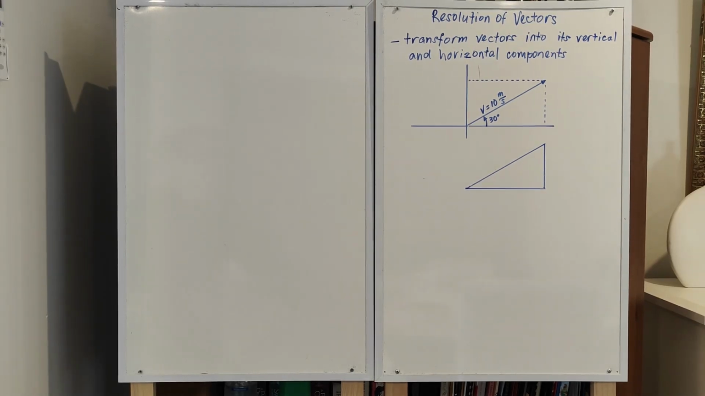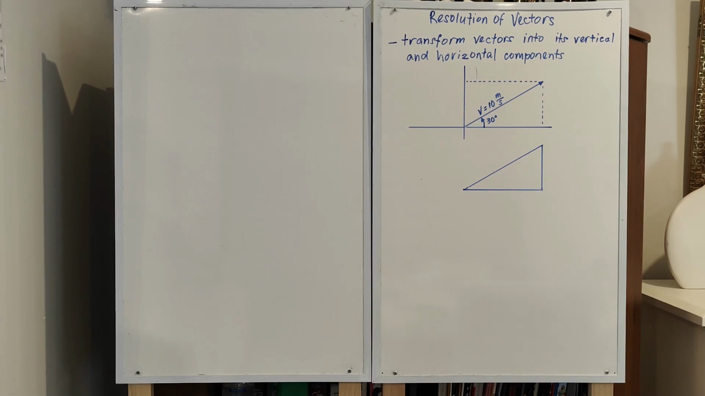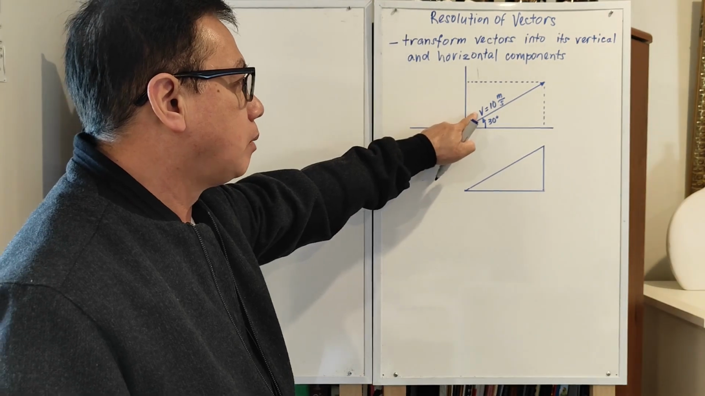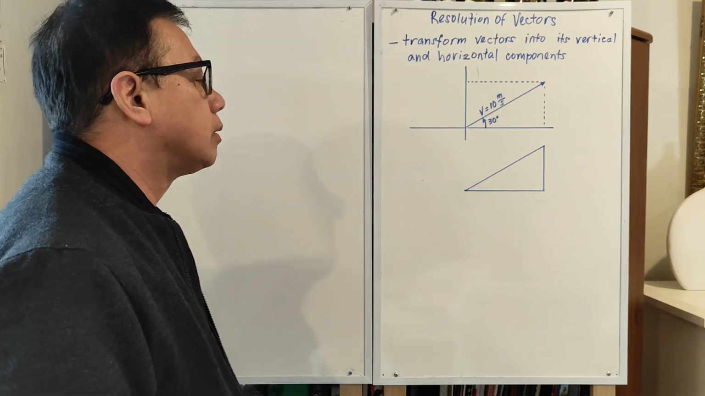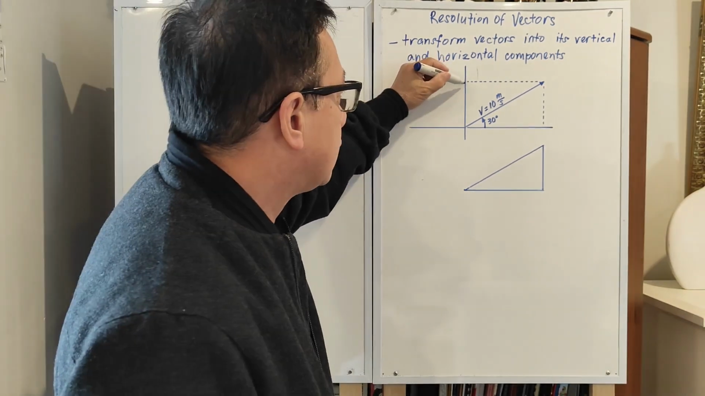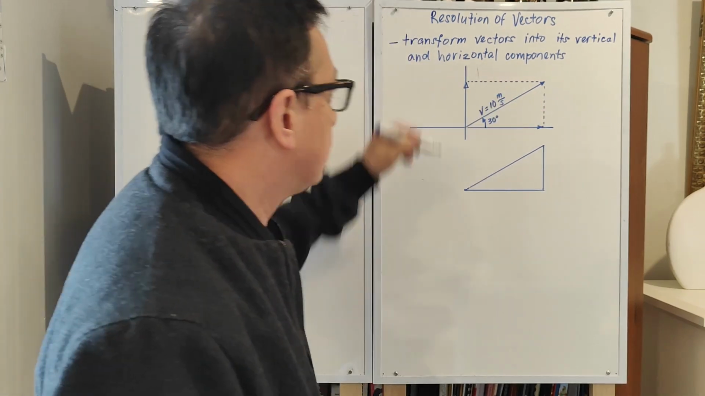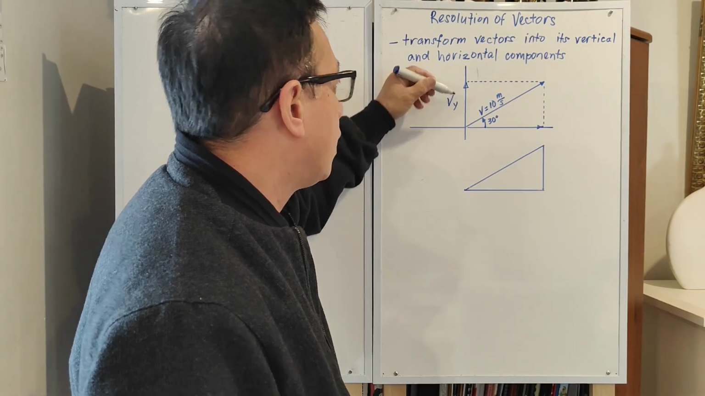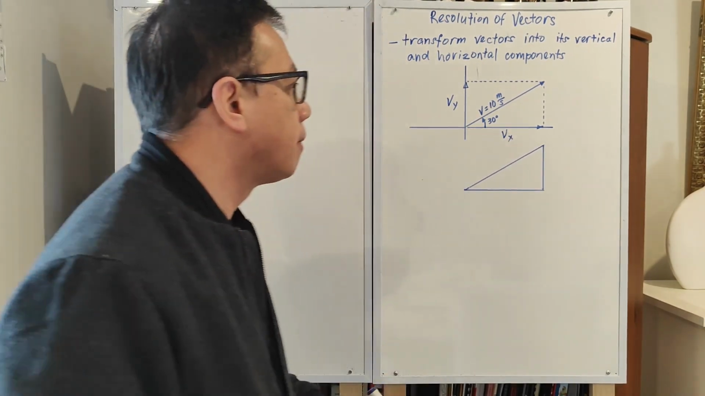Resolution of vectors is the transformation of vectors into its vertical and horizontal components. Let's take an example. Let's transform this vector with a velocity of 10 meters per second at an angle of 30 degrees above the horizontal into its vertical and its horizontal component. So this will be your vertical component, which is, let's say, Vy, and this is the horizontal component Vx.